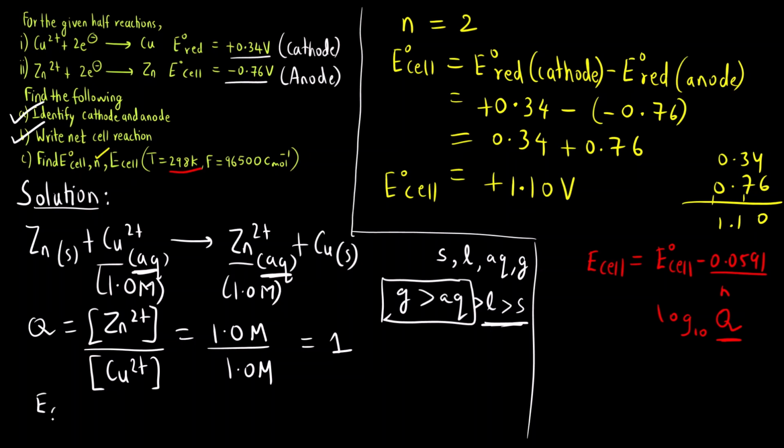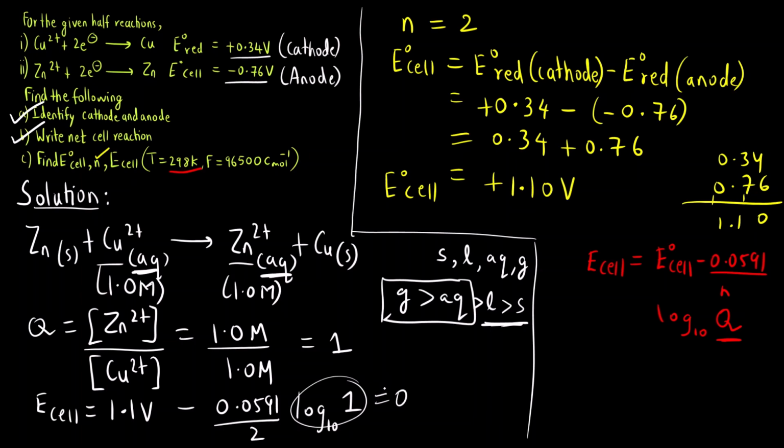So what will be the E cell? E cell will be E0 cell, 1.1 volt, minus 0.0591 divided by n, n is 2, into log to the base 10 of Q. Q is 1. The value of log 1 is 0, and 0 into anything is 0. So the final value of E cell is 1.10 volt. That is the final answer for cell potential.